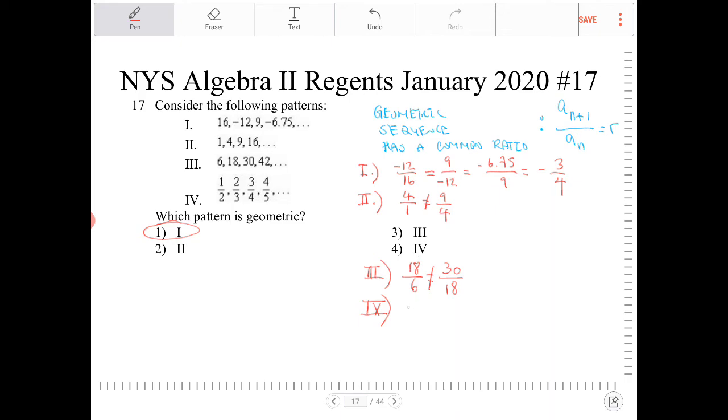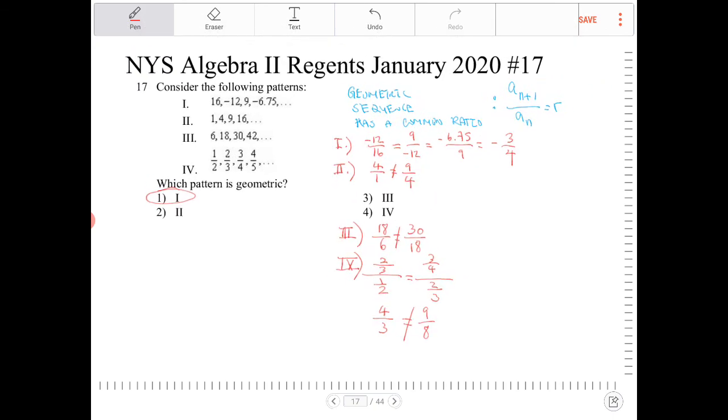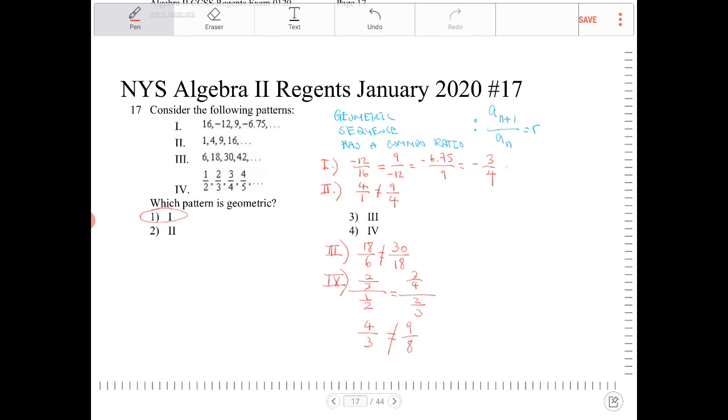And what about option 4? I have 1/2 to 2/3. So if I divide 2/3 by 1/2, is that the same thing as 3/4 divided by 2/3? Well, let's see here. 2/3 divided by 1/2 is equivalent to 4/3. And is this the same thing as 3/4 divided by 2/3? That turns into 9/8. Is that the same thing? Clearly, again, this is not the same. So again, one more time, the only one that does work is option 1.